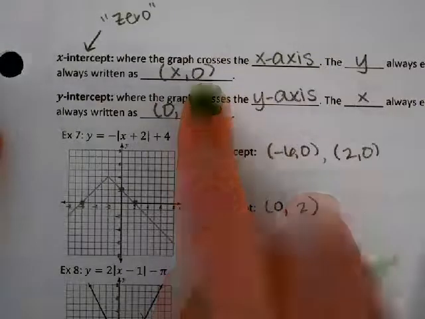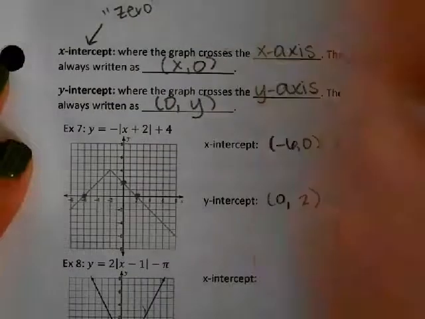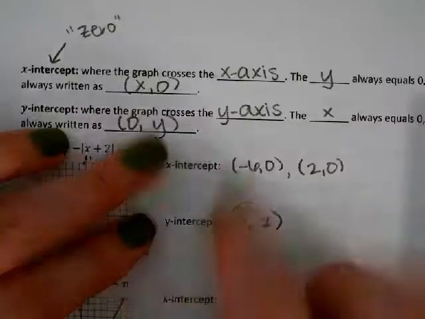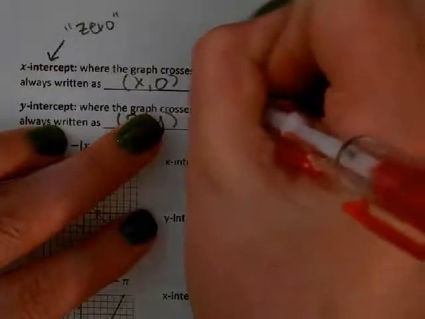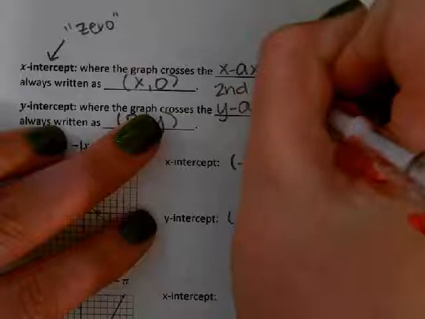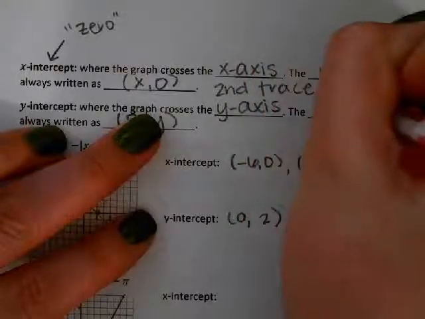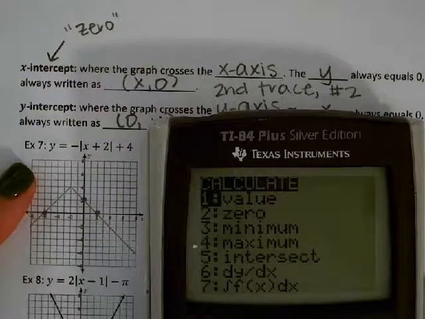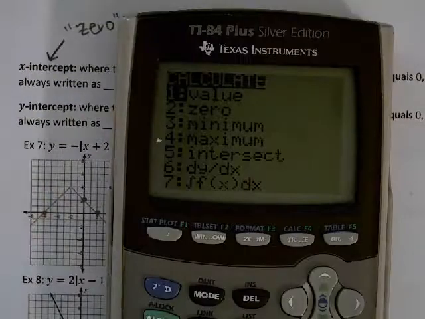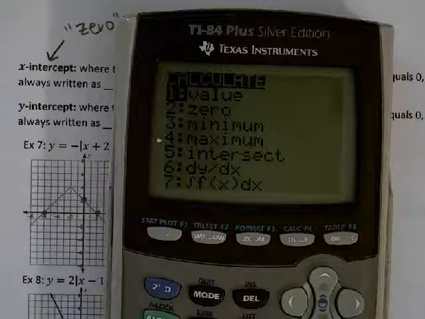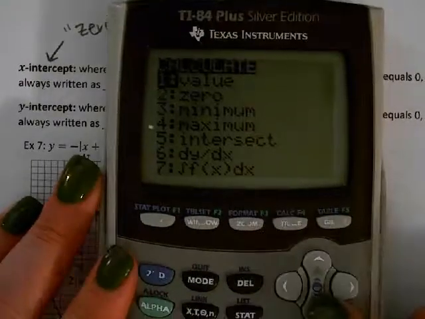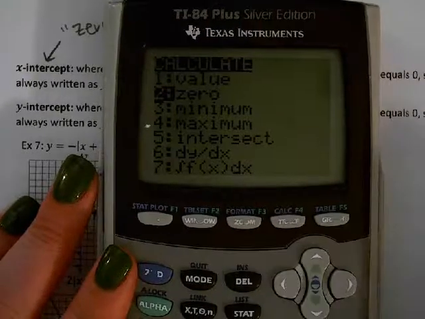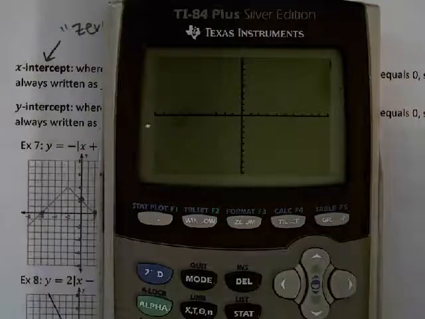So to get there, I'm just going to write down the calculator instructions that I did. I hit the second button, and then I hit the trace button, and I'm using number 2. Second trace number 2 is how I get the X-intercept on my calculator. Okay, second trace number 2. Now, when you get here, you can hit the number 2 and it will automatically go there, or you can use the arrow buttons and scroll down to number 2 and press enter. Both of those things will achieve the same purpose, okay?